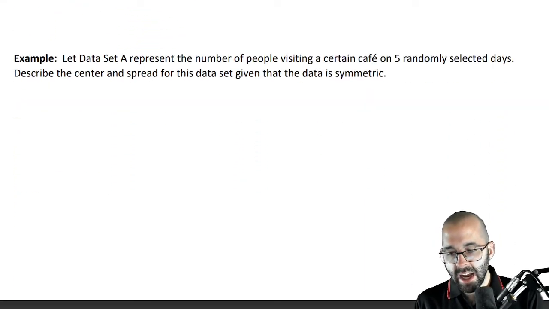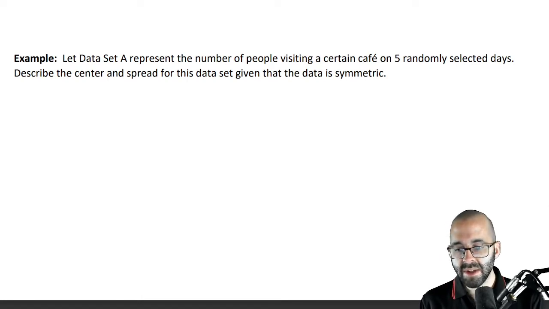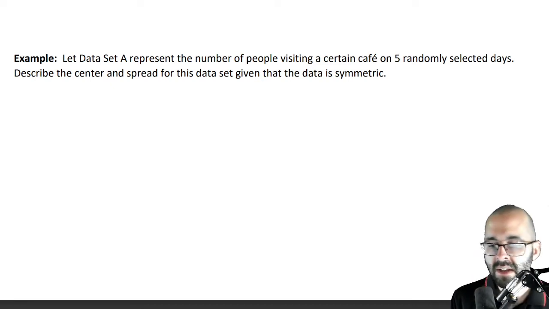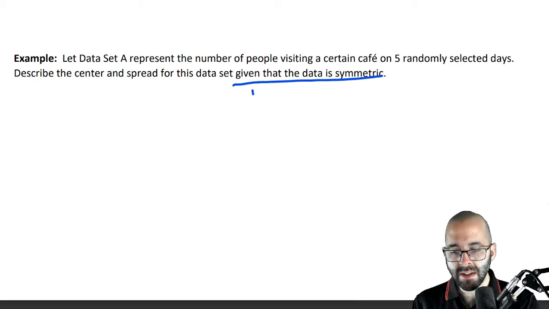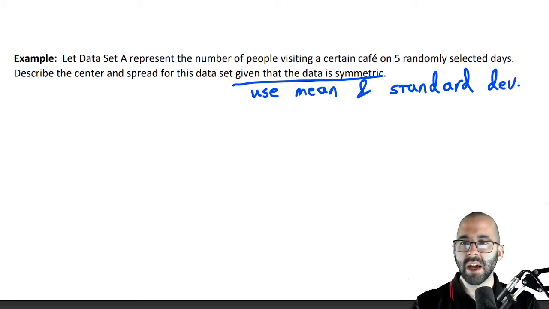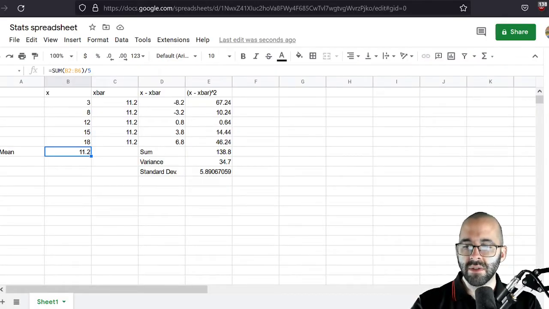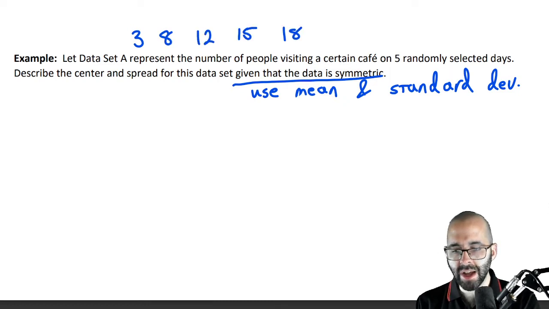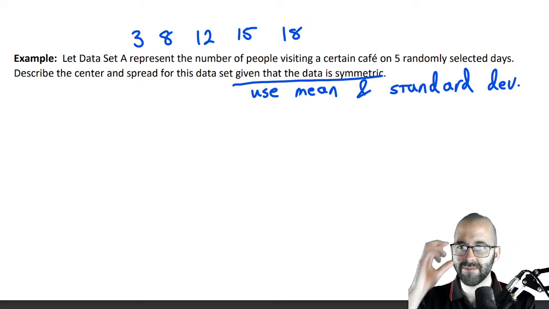So let dataset A represent the number of people visiting a certain cafe on 5 randomly selected days. Describe the center and spread for this dataset given that the data is symmetric. Okay, so given that the data is symmetric, that means we're going to use the mean and the standard deviation. If it's not symmetric, we use median and IQR. So we're going to use that same data, 3, 8, 12, 15, 18. Just going to write it down again so we don't have to scroll up and down.